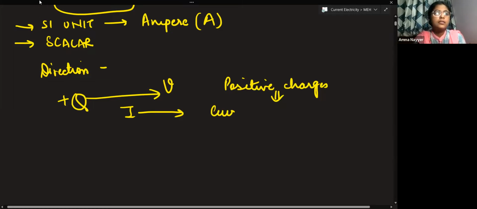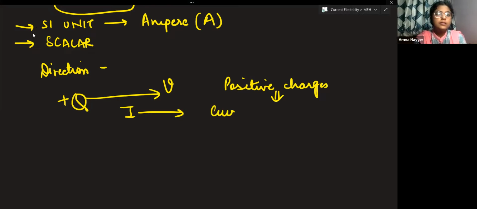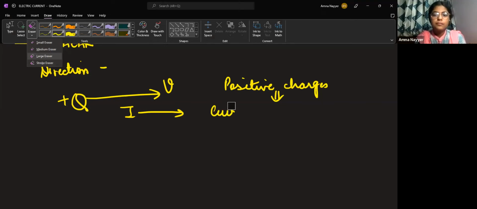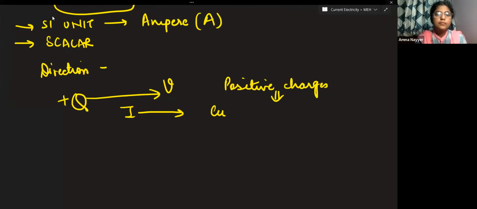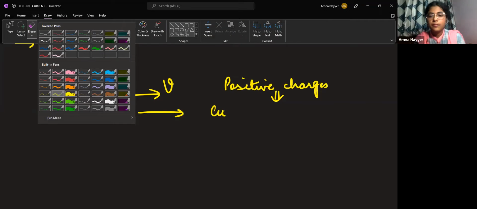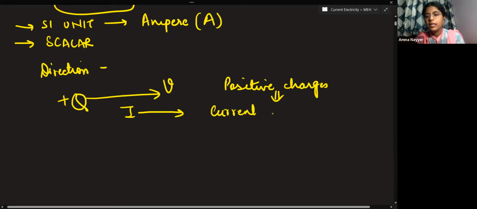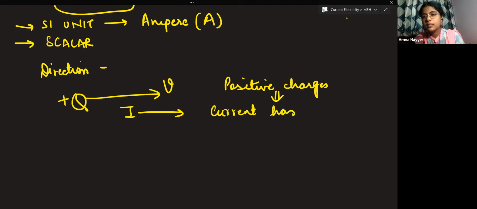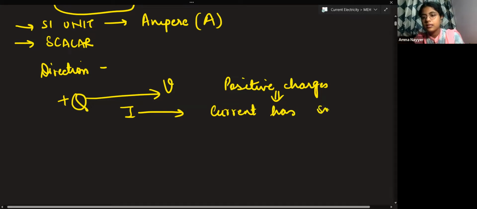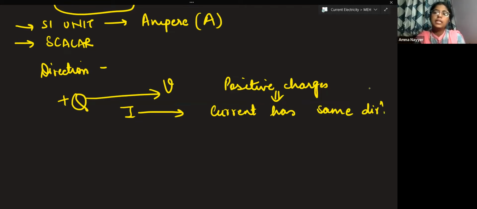For positive charges, current has the same direction. This is the first point.